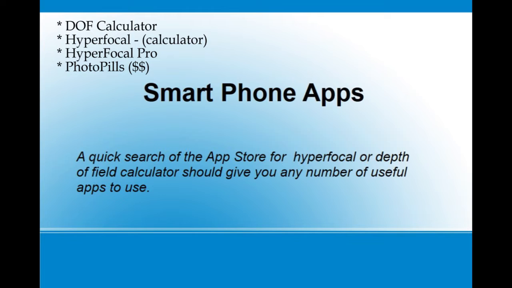There's a lot of smartphone apps. So if you go out and do a quick search in the App Store for hyperfocal or depth of field calculator, it should give you any number of useful apps that you can use. I got one on my phone. It's called Hyperfocal. So it's kind of cool. You just run it, and it's got places to put in all the information, and it'll calculate what your hyperfocal distance is for whatever aperture, lens, focal length combination you've got. I looked through different ones. I think this one was $1.99. There's some that were free. That's pretty easy because you usually have your phone with you.